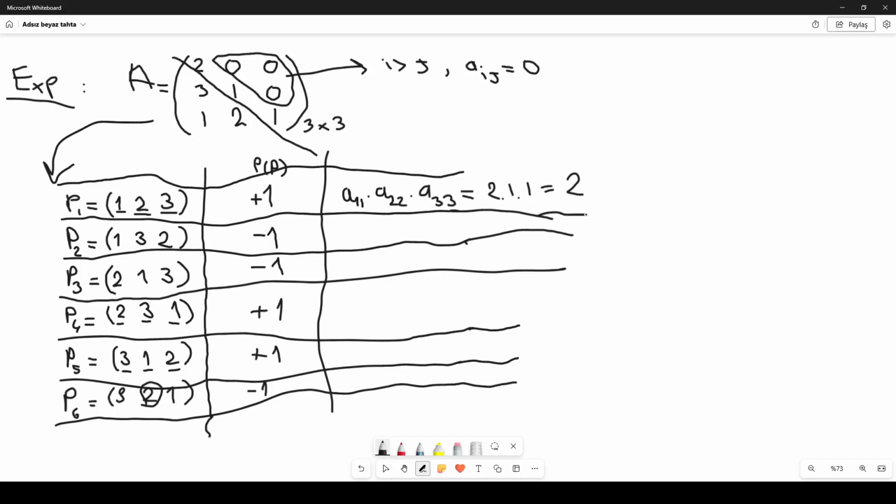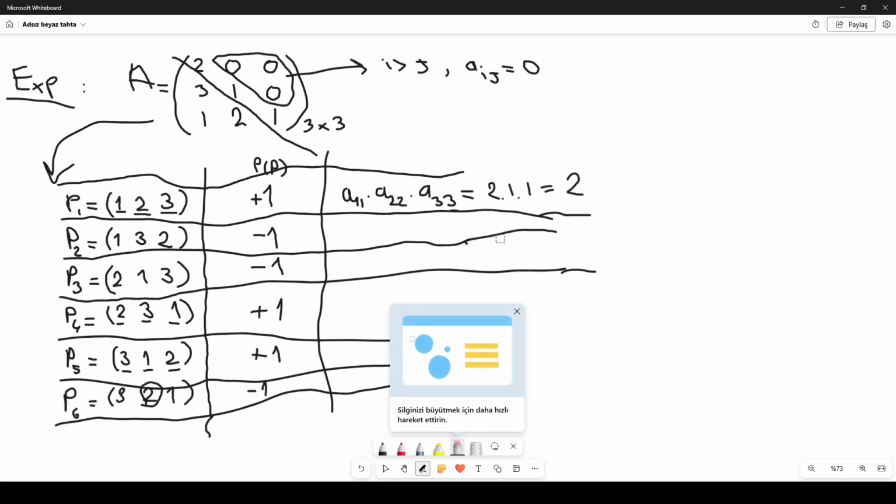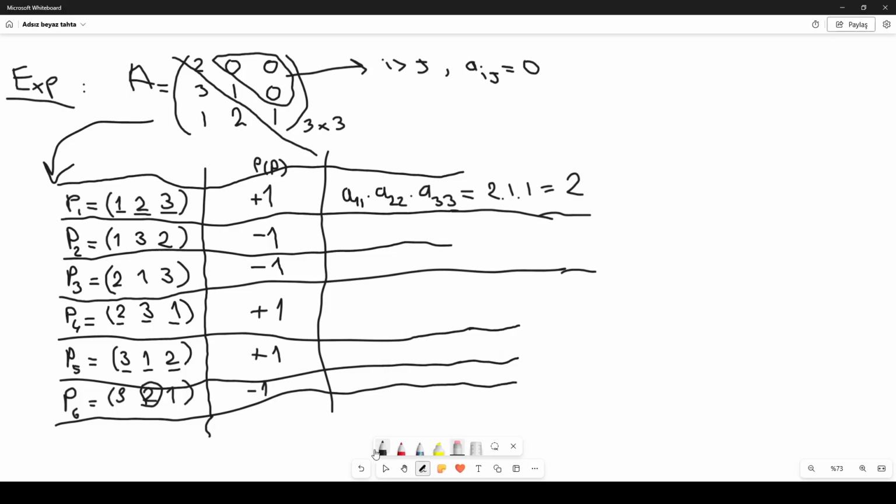Okay, let's extend this line a little bit. Well, let's make it look better.